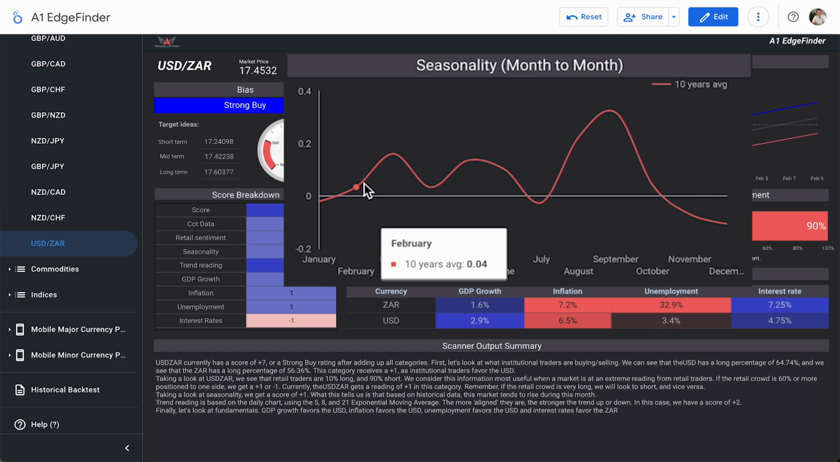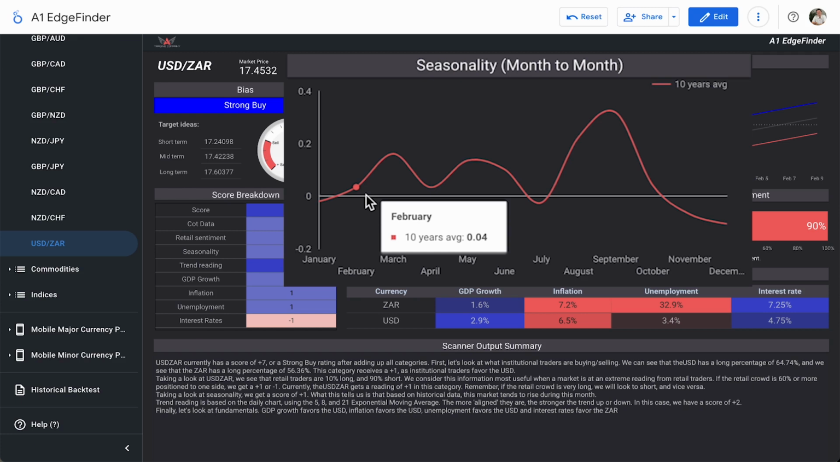Price points, meaning that over the last 10 years, historically speaking, USD ZAR has performed just a little bit bullishly in the month of February. So throughout the month, typically speaking, it does finish a little bit better than it came in at. Again, that's when we're taking a look at our last 10-year averages. And so far, it seems to be the case here as well.